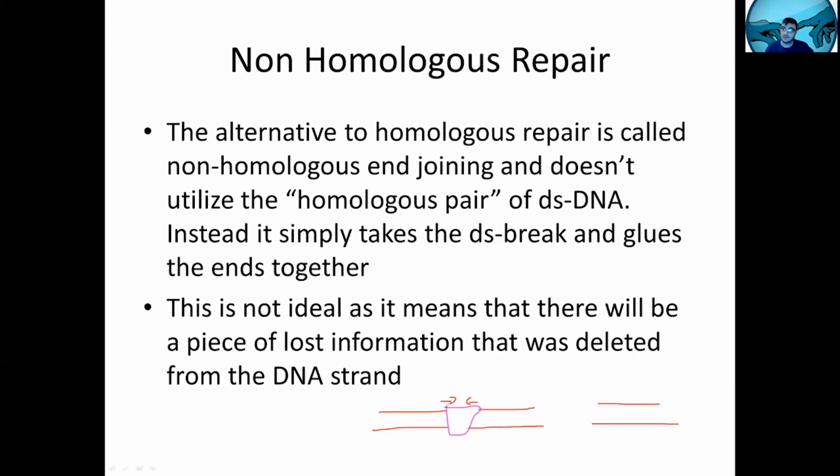Overall, it's not ideal, but it's still better than nothing, because if you have this break, you just can't read the DNA anymore, and you can never make an RNA or protein out of it. So having this is sometimes better, I guess, than having nothing, but this is really not ideal. Ideally, what you want is homologous recombination.